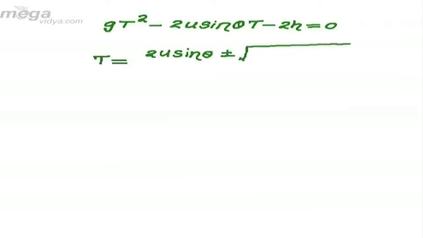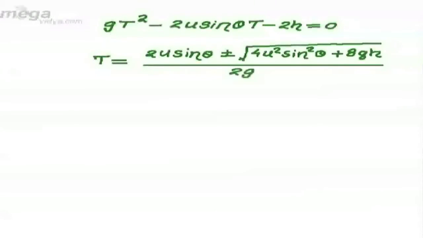So the equation can now be reformed as g T square minus twice u sin theta into time of flight plus 2 times h equal to 0. The solution to which can be written as twice u sin theta plus minus under root of 4 u square sin square theta plus 8gh, divided by twice g.